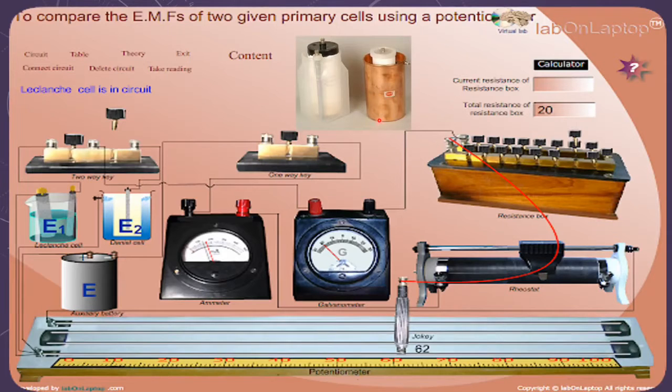Second application is to compare the EMF of two given cells using a potentiometer. So I have two cells now. This is just to show you the requirements. The requirements with me are, of course, a potentiometer, a galvanometer, an ammeter and a rheostat to join in the basic circuit with the battery eliminator.